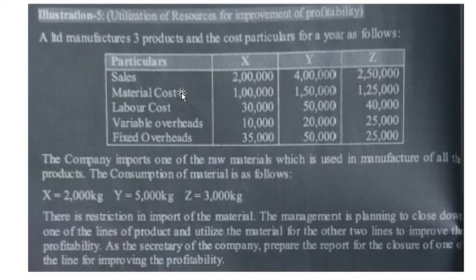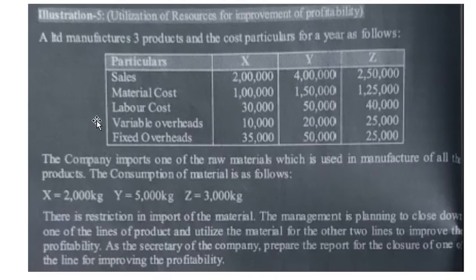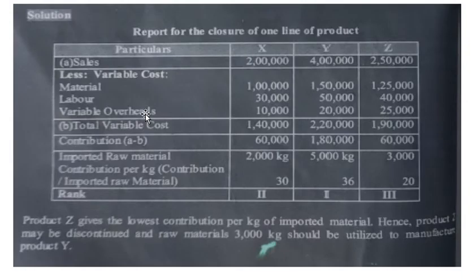Now we will take into consideration sales. There are 3 products. Sales for X is 2 lakh, for Y 4 lakh, for Z 2 lakh 50,000. With that we will minus our variable costs. Under your sales they have given you material cost and labor cost, then they have given your variable overheads. Material cost and labor cost are nothing but your factory expenses. So let us minus your material cost and labor cost from your sales.